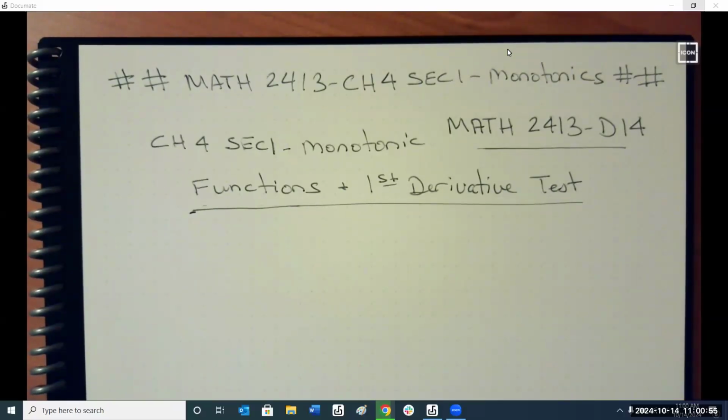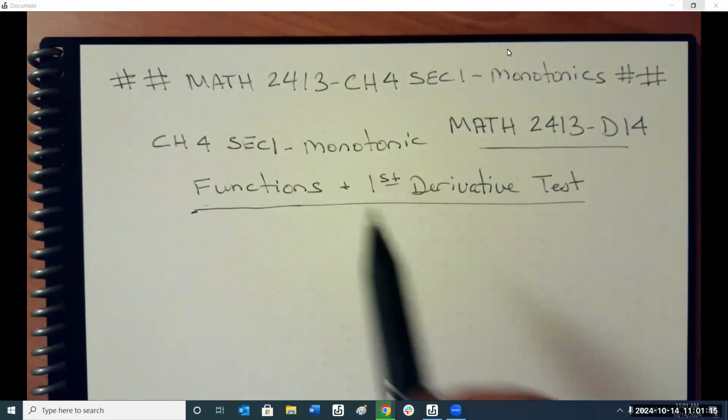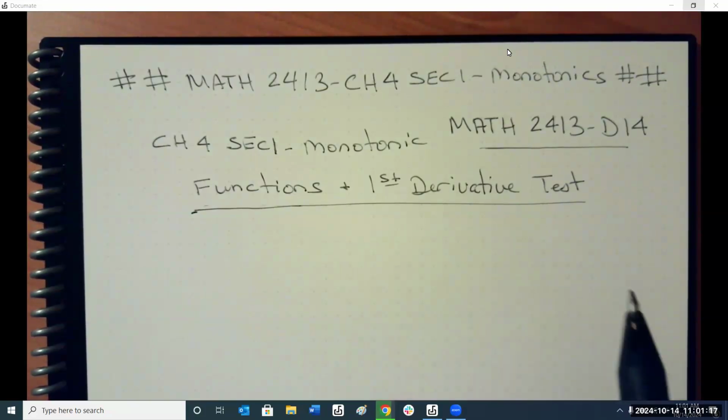Good morning, everybody. We're now going to start chapter 4. With chapter 4, our focus is going to be more on how to use calculus to interpret graphs of functions. Section 1 deals with what are called monotonic functions and the first derivative tests.